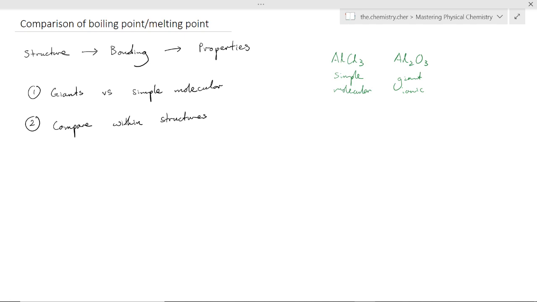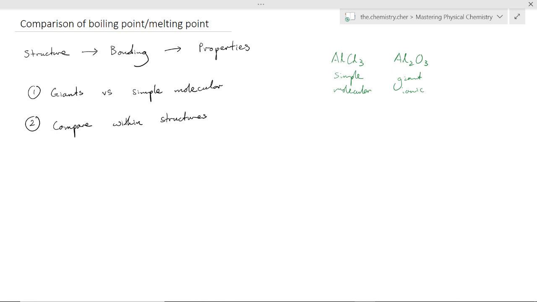Which brings us to the second point, which is our bonding. What kind of bonds hold them together, and what kind of bonds are we breaking over here? Using that, we can talk about the properties. Are we talking about the boiling point or the melting point, which is the breaking of the bonds itself?